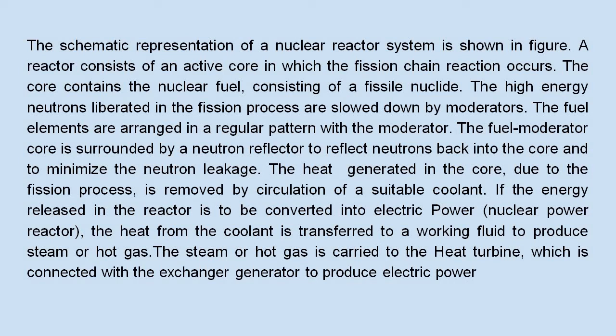The heat generated in the core due to the fission process is removed by circulation of a suitable coolant. If the energy released in the reactor is to be converted into electric power, the heat from the coolant is transferred to a working fluid to produce steam or hot gas. The steam or hot gas is carried to the turbine, which is connected with the generator to produce electricity.